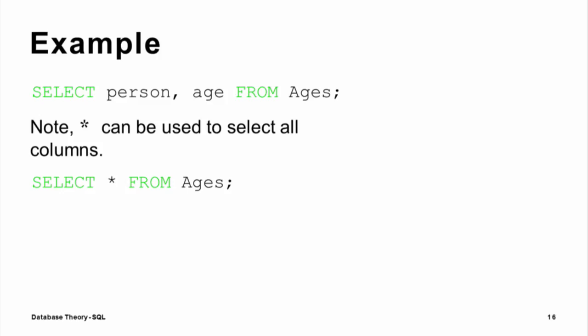So let's just try to get all the columns from that ages table. Well, select person, comma age from table ages. That's not that hard. And if you don't want to make that list of columns, then you go with that star symbol, because the star means all of the columns in that table ages.